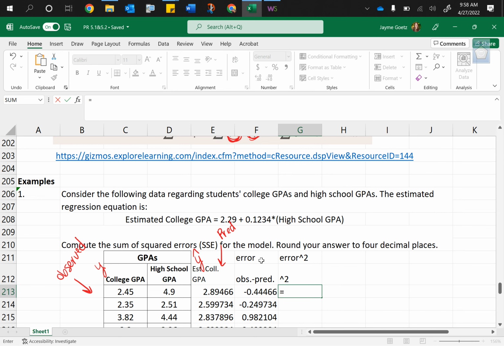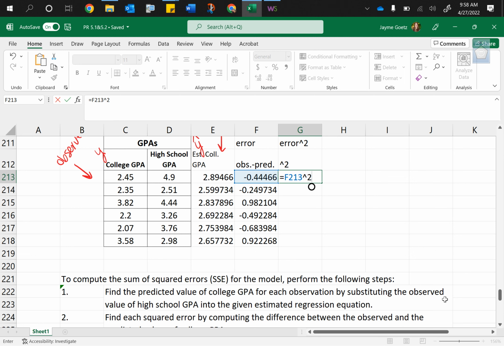So I'm going to hit equals, and I want this cell squared. And the reason we square it is to eliminate those negative symbols. We're going to drag that on down.